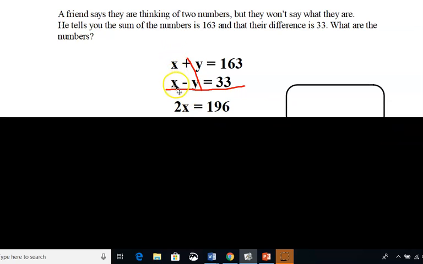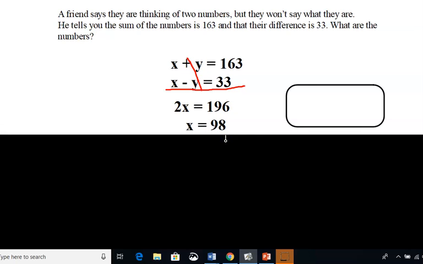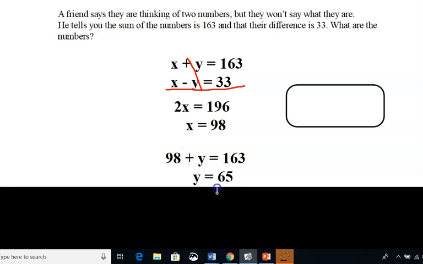So add down. x plus x is 2x. 163 plus 33 is 196. Divide 196 by 2, and you get x equals 98. Now it's time to plug in your x value to one of the x's in either one of these equations. I'll just put it into the top one. It doesn't matter. You could do it in either one. So plug in 98 to the top equation. You have 98 plus y equals 163. You're going to want to subtract 98 from the other side to have y by itself, and your final answer is y equals 65.